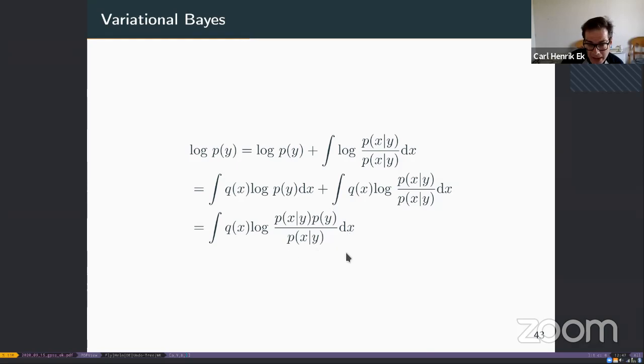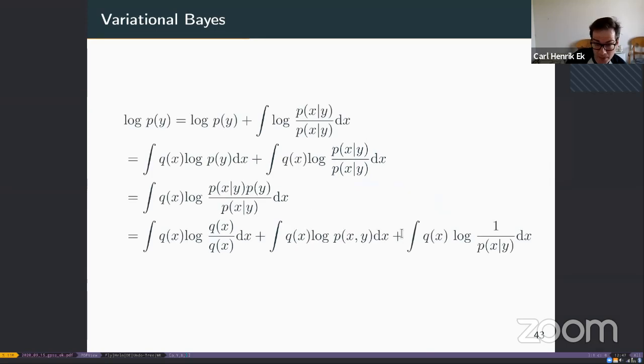What I'm now going to do is say that p of x given y times p of y is just a joint, right? So skip the leftmost term.